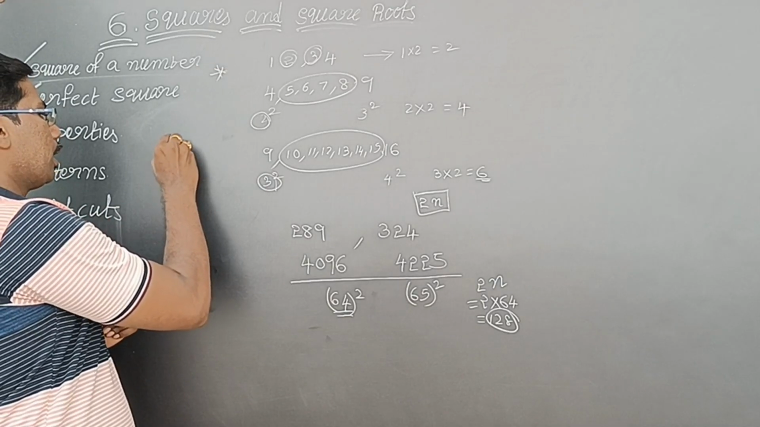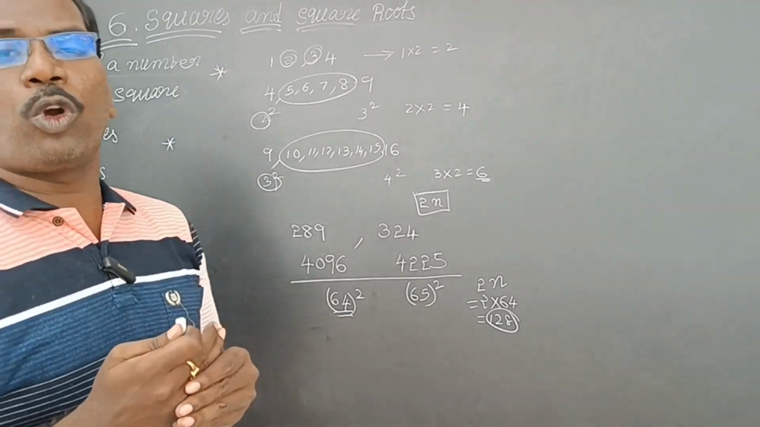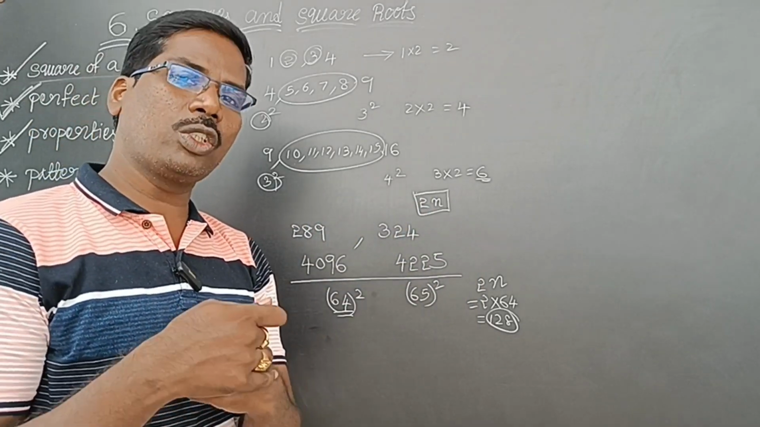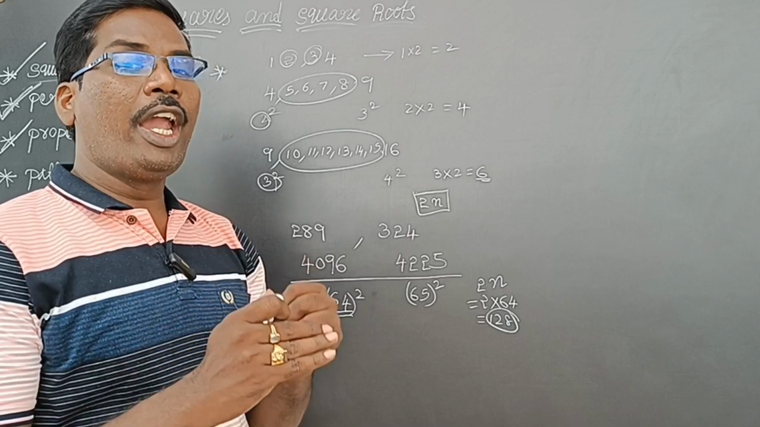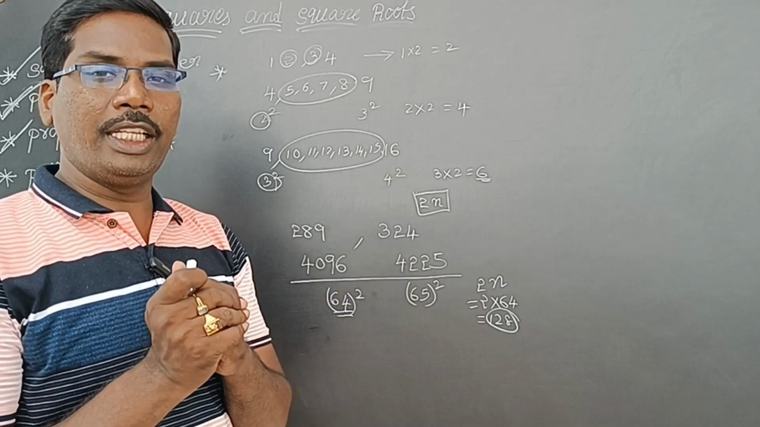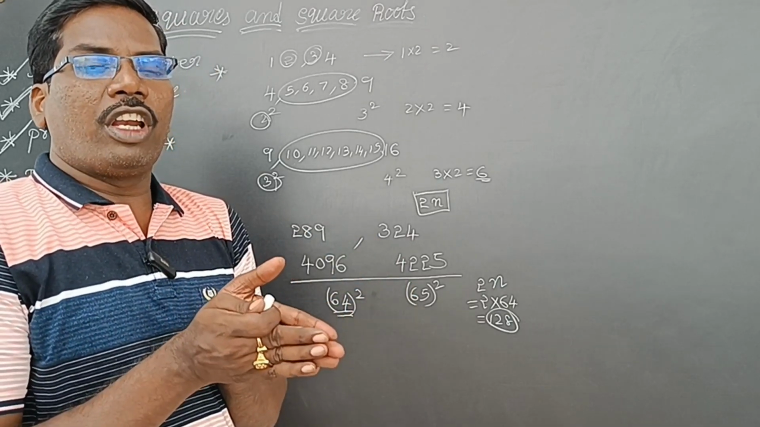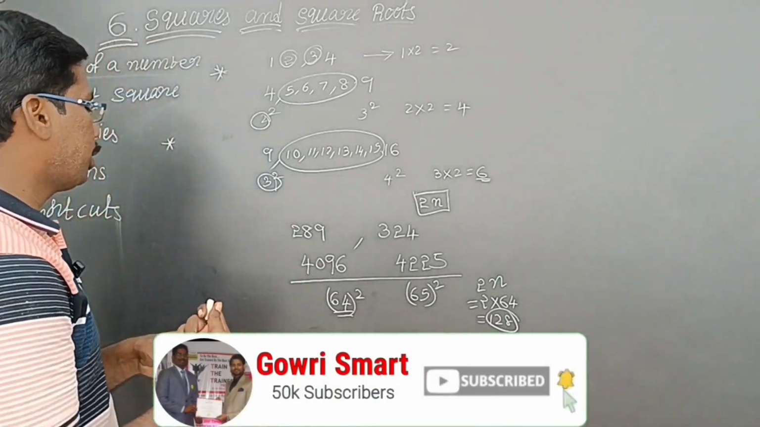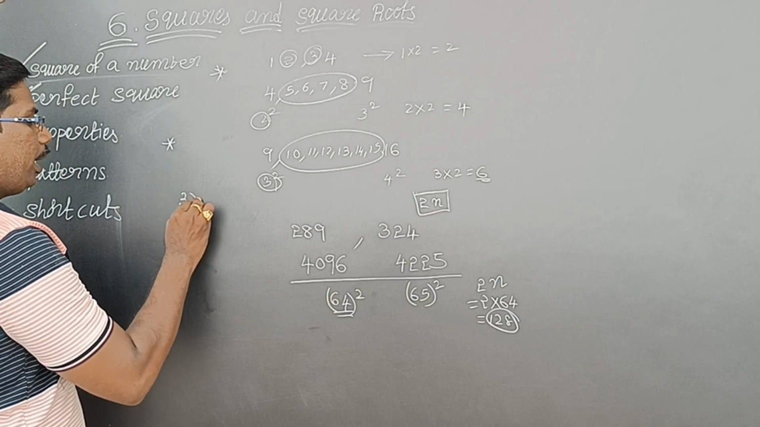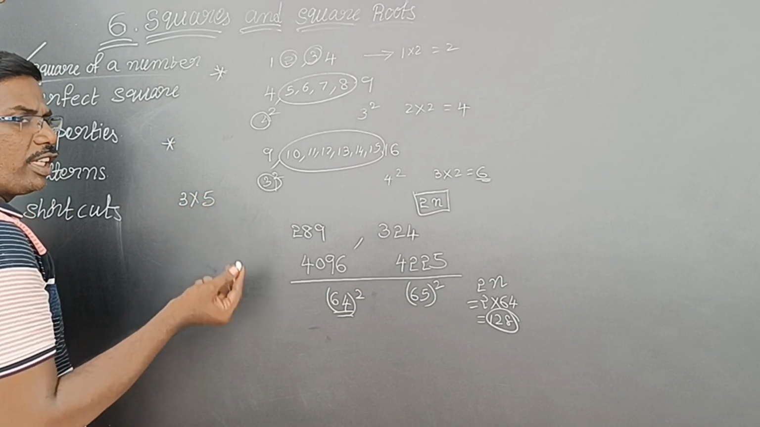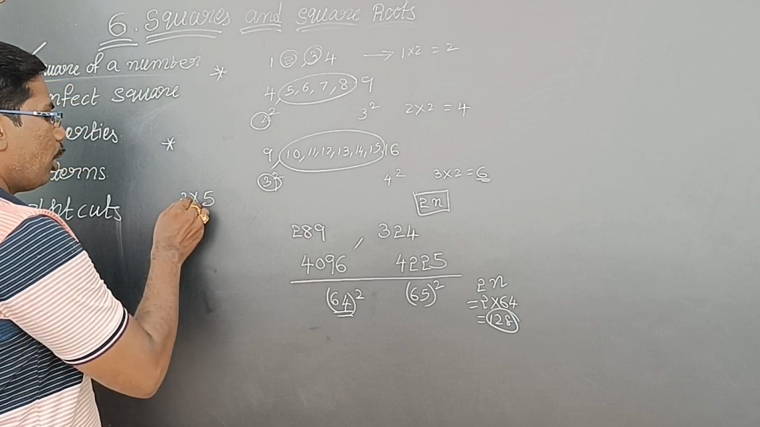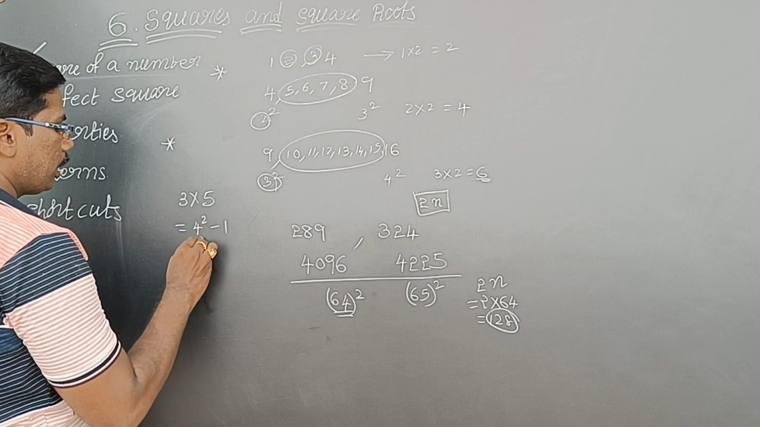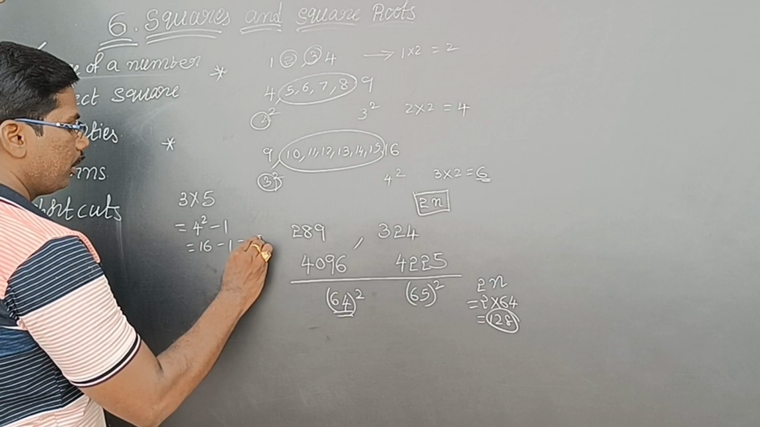And one more property is there: the product of any two consecutive odd numbers is the square of the middle even number minus 1. Let us do one example. For example, 3 into 5 I am taking. So 3 fives are 15, isn't it? What is the middle number? Even number. So even number square minus 1, that is 16 minus 1, that is equal to 15.